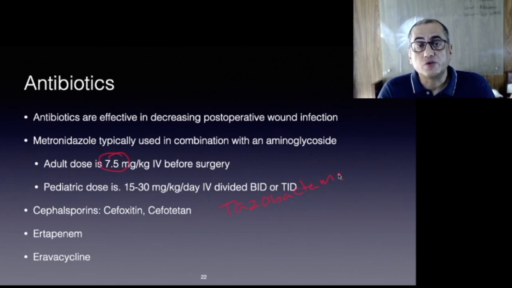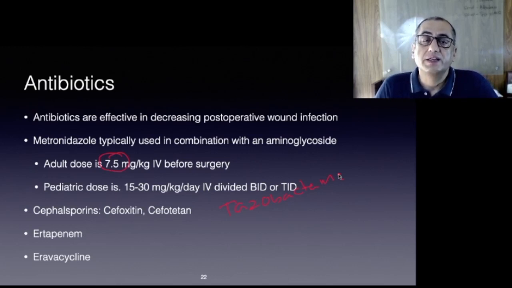Ertapenem is indicated for complicated intra-abdominal infections in adults and children older than 3 years. It's a carbapenem, which is again resistant to most beta-lactamases. The dosing in adults and adolescents is 1 gram IV or IM once daily for 5 to 14 days.